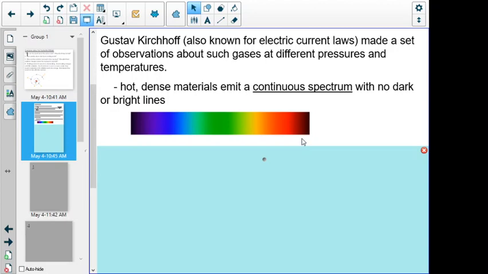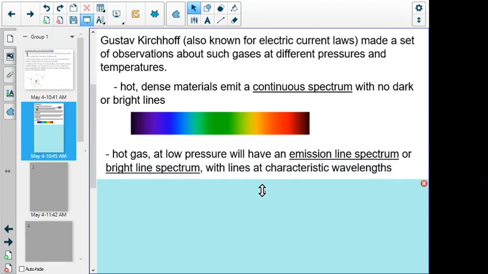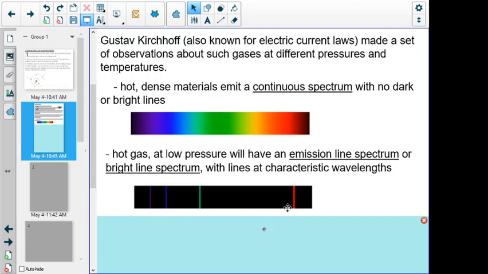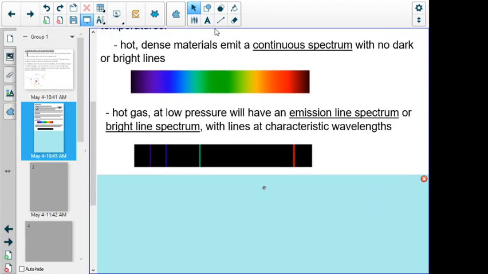Okay. Now, when we look at a gas at a low pressure, so we've emptied the tube for the most part and only have a small number of particles of that gas in there, though on the grand scheme of things we still have some pressure, that hot gas at a low pressure will have what we call an emission line spectrum or a bright line spectrum. The reason we call it that is you will see lines of light at very specific wavelengths.